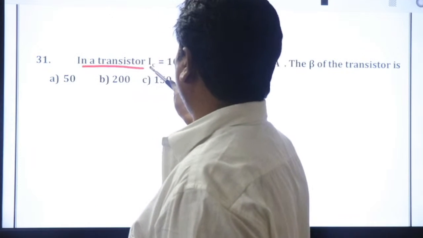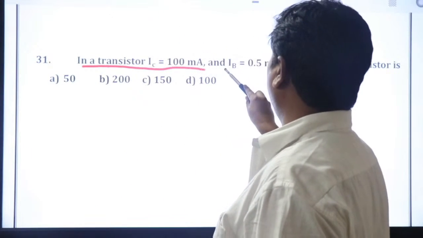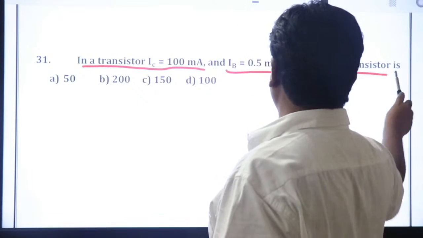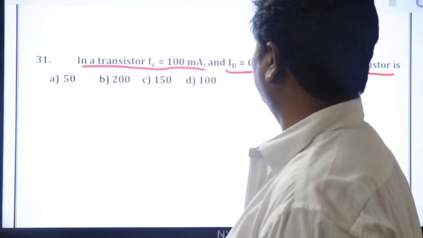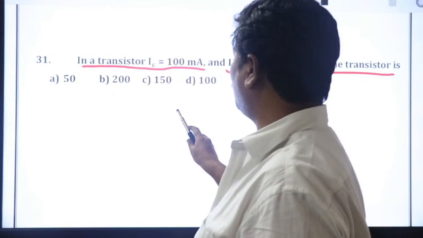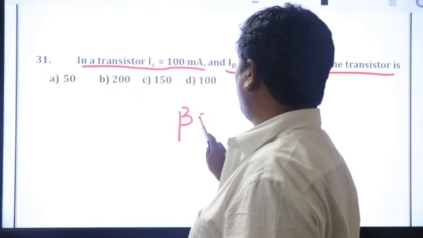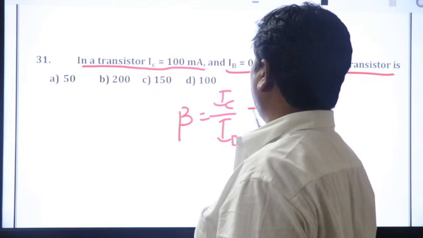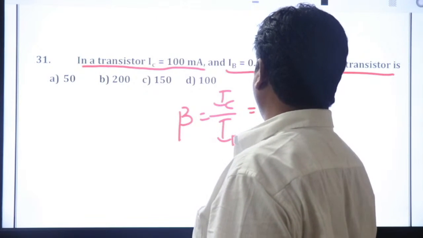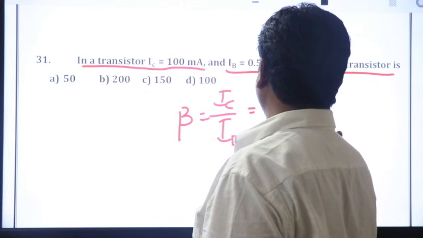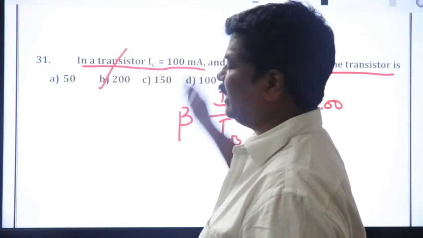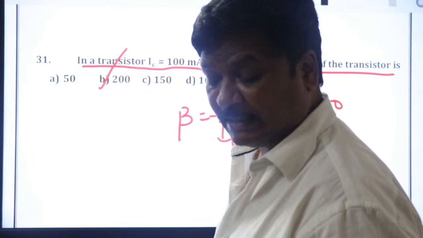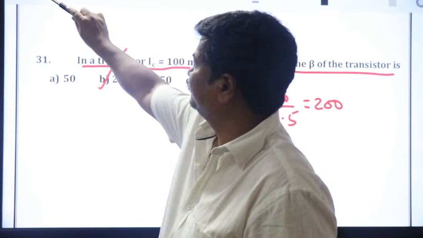In a transistor, IC is equal to 100 milliamperes, IB is equal to 0.5 milliamperes. The beta of the transistor is, beta is equal to, what is the formula? IC by IB. 100 divided by 0.5. What would be the answer? 200 is the beta. Right, all of you are writing the correct answer. Nice.